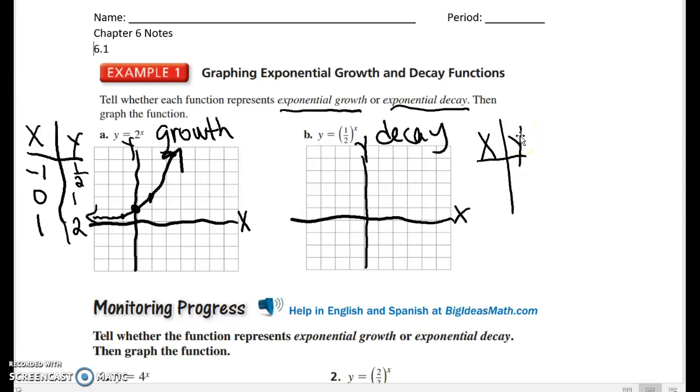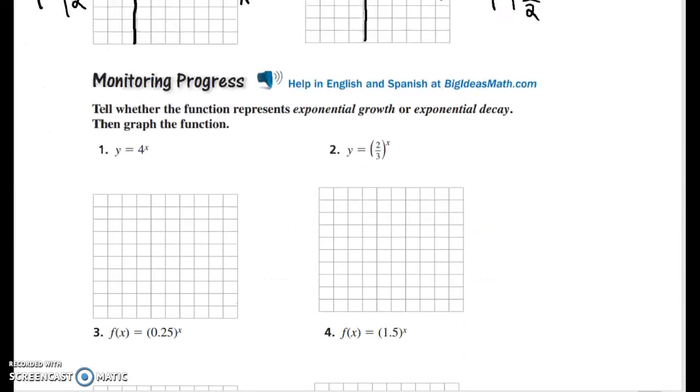And then if we make an XY table over here, I'll do the same points, -1, 0, and 1. 1/2 to the -1 is 2. 1/2 to the 0 is 1. And 1/2 to the first is 1/2. So now I want to plot these points on my graph. And I know the graph is decreasing from left to right. We're going to do the monitoring progress 1 through 4 in class together tomorrow.